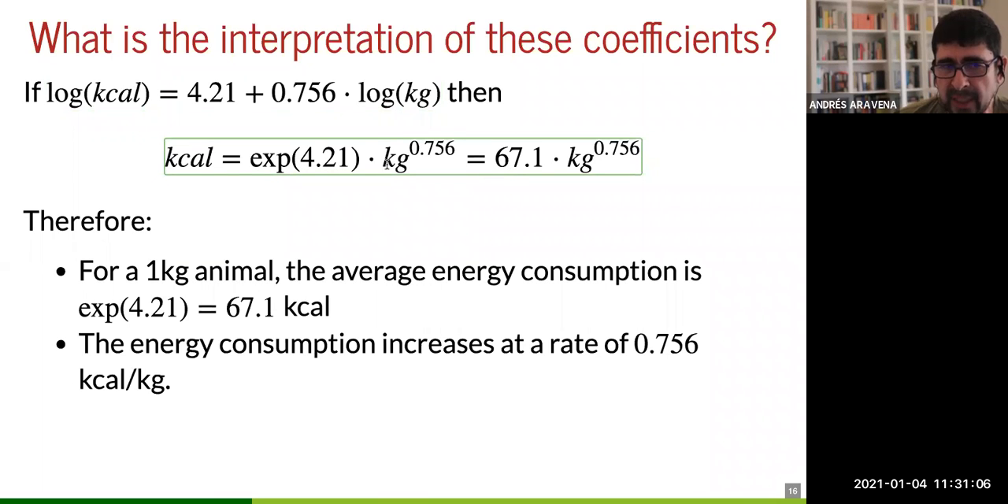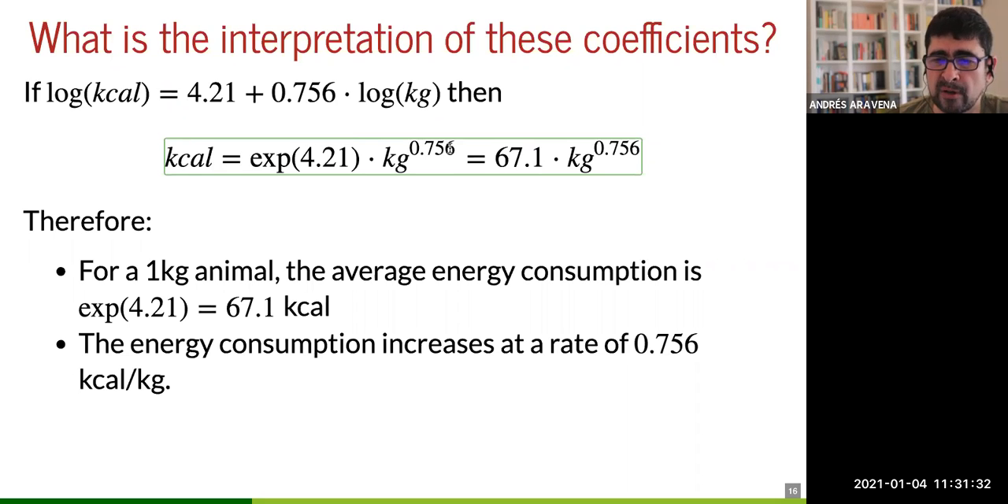Then we calculate the exponent and we get this. This is the result. It's a model that is an exponential model. No, no, this is not exponential. This is a power law. So we have 67.1 kilocalories per kilogram. You have to be careful with the unit.